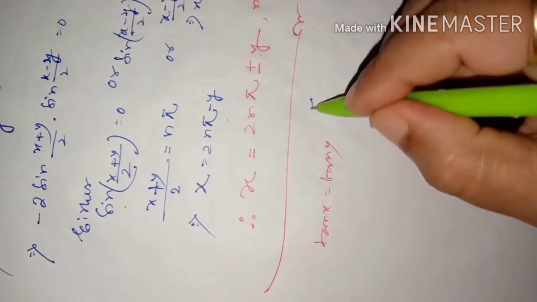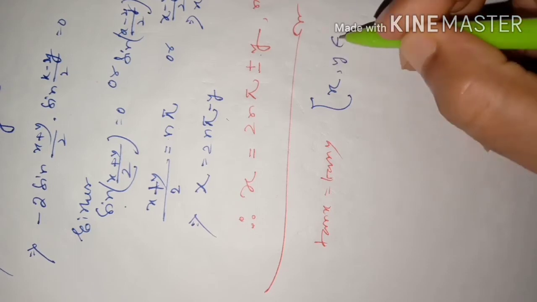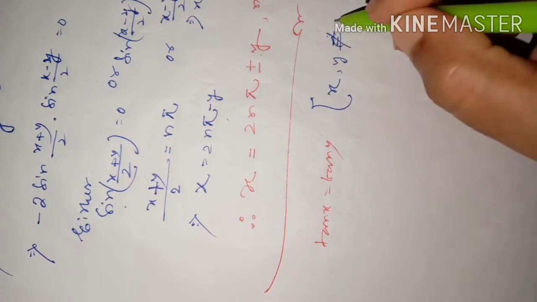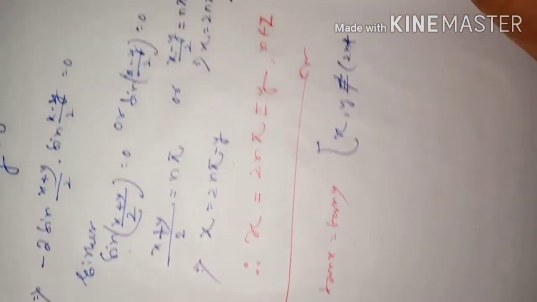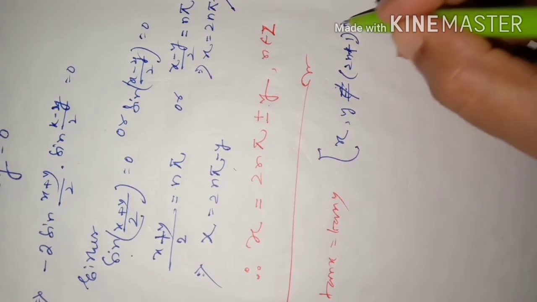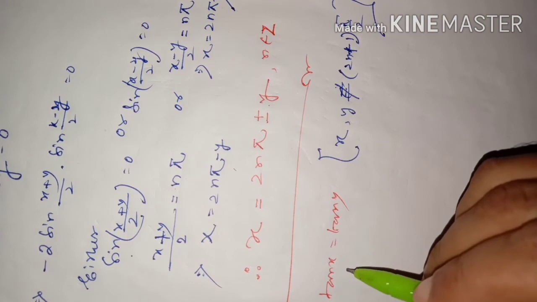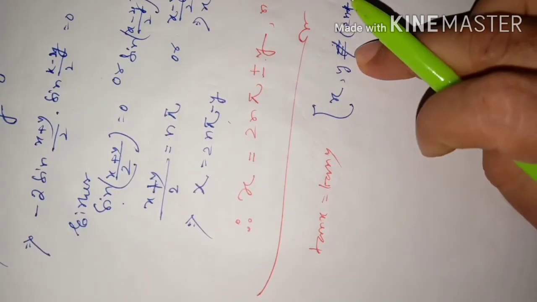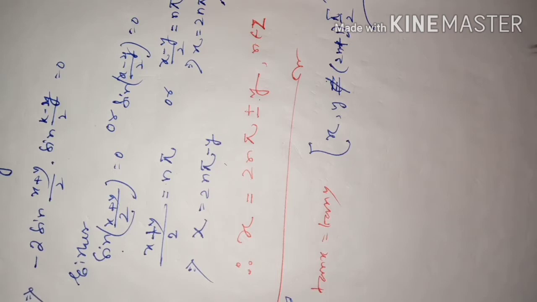and where x and y both are not equal to an odd multiple of pi by 2, because at odd multiples of pi by 2, tan is not defined. You understand? Tan pi by 2 is not defined. So that's why we are saying that x and y are not equal to odd multiples of pi by 2. If that is the situation, in this situation, how to solve the problem?